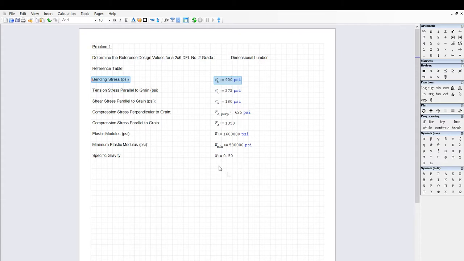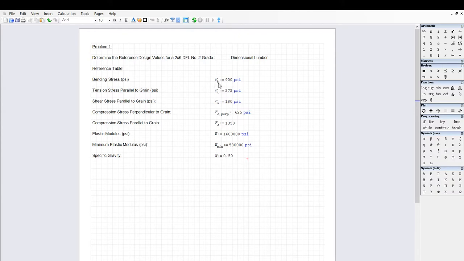Included within all of these are varying levels of factors of safety designed to take that into account. And again, these are the ASD reference design values. If you want to then do LRFD, there's two other factors that you have to multiply by. But I'm not going to show that in this video. I think I might show that in a follow-up video.